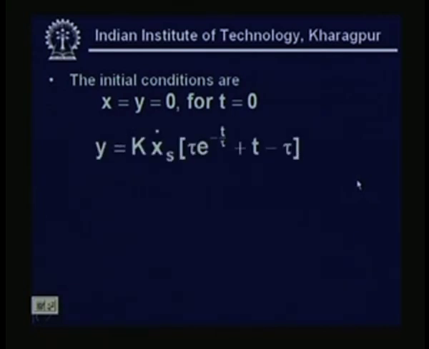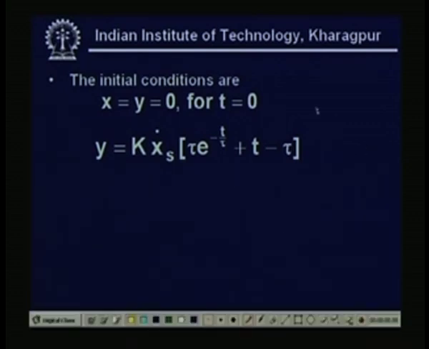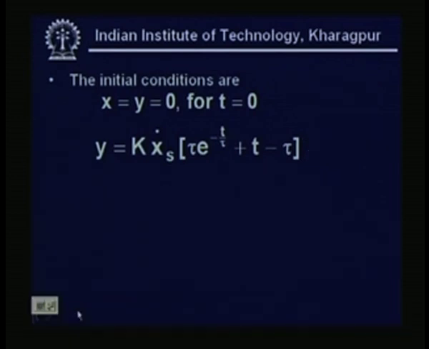The initial conditions are x equal to y equal to 0 for t equal to 0. That is quite obvious. It does not matter if I give an input like this one; at t equal to 0, I can say that x is equal to 0 and y is equal to 0, and my output will look like y equal to k x_s dot tau e to the power minus t by tau plus t minus tau, right.